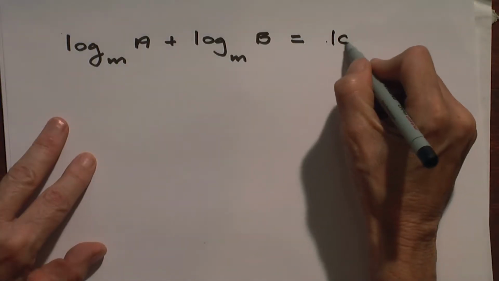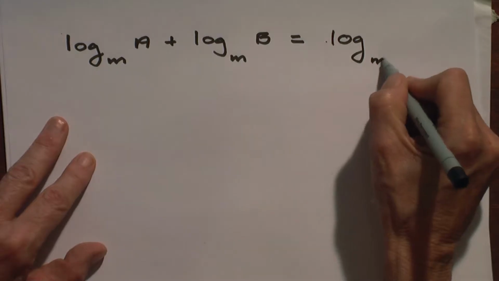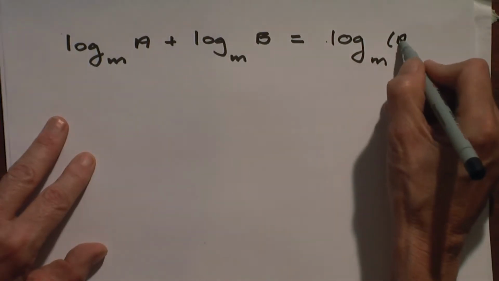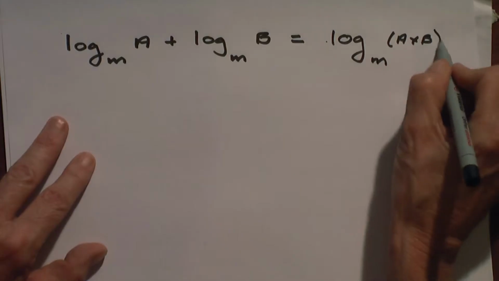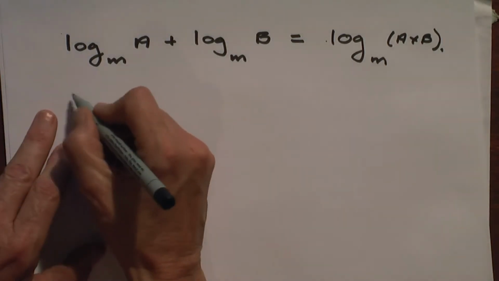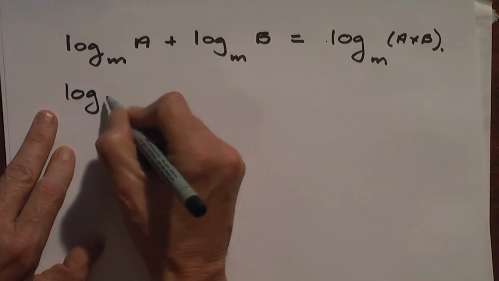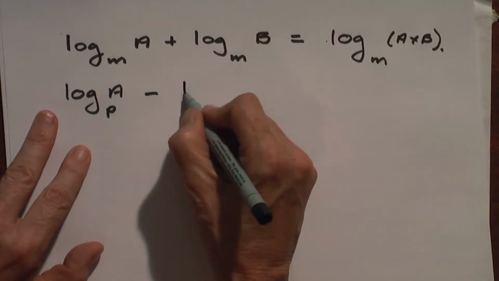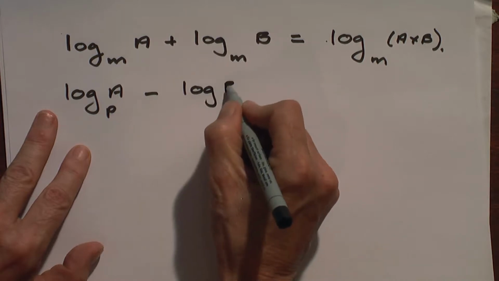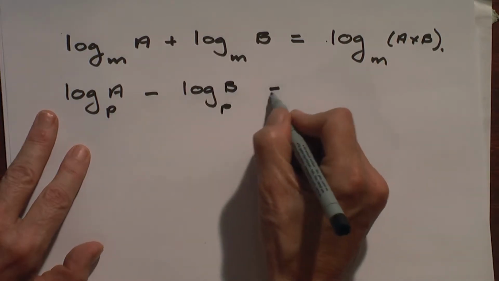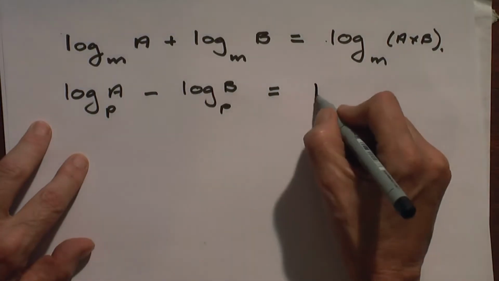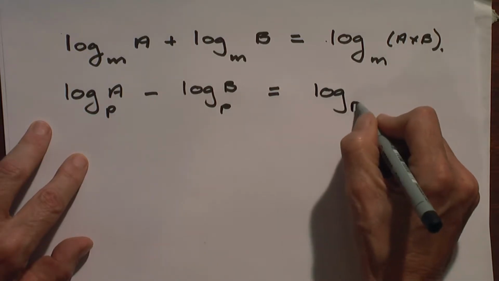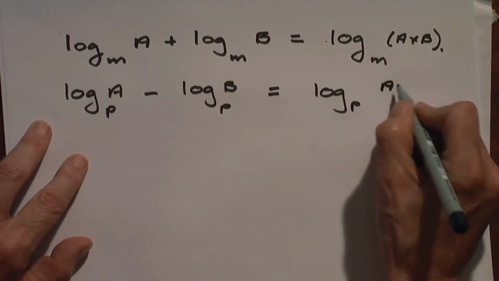So I got log base m of a times b. Right, same story. Log a, any base you like, p, minus log b. What did we do when we subtracted exponents? What were we actually doing? Yeah, we were dividing the numbers. So I've got log base P of A over B.